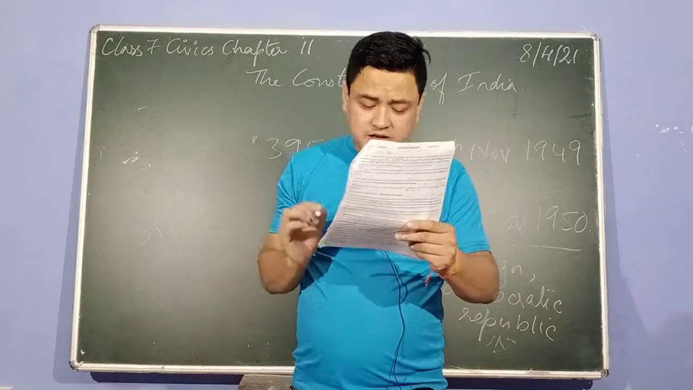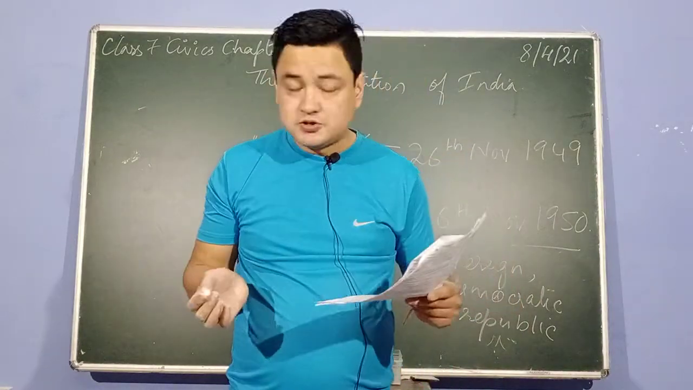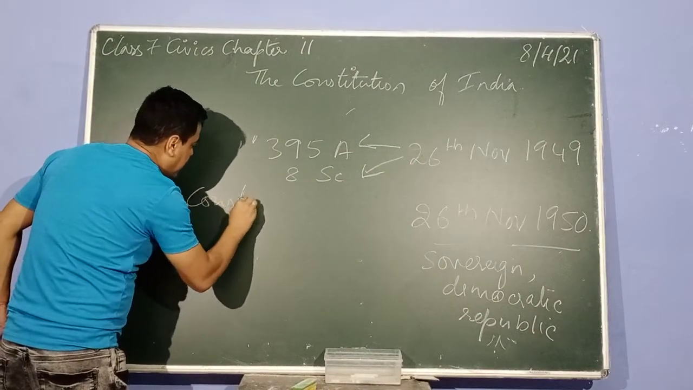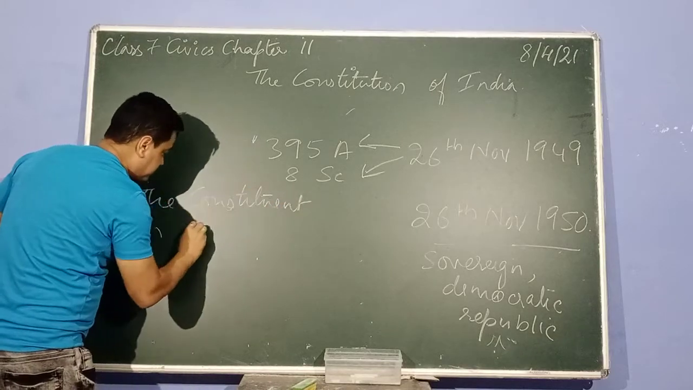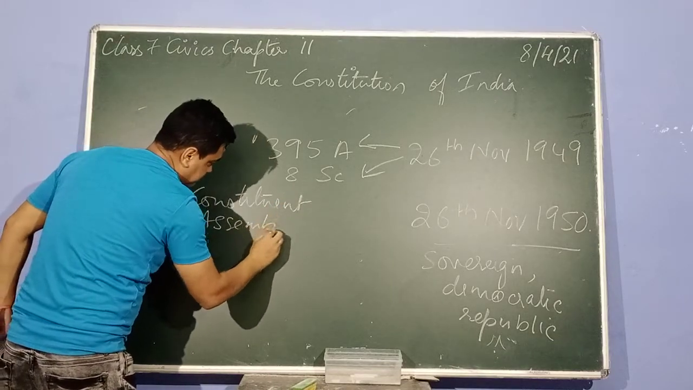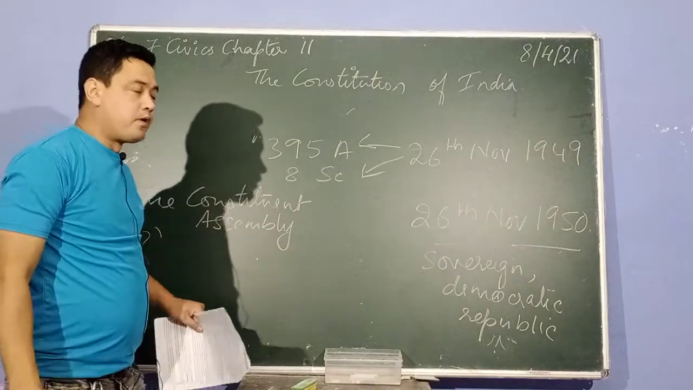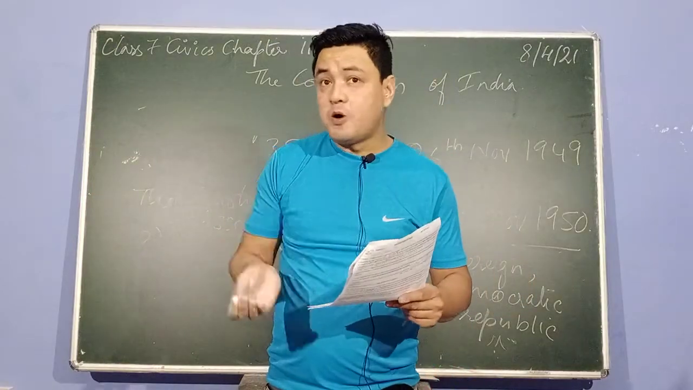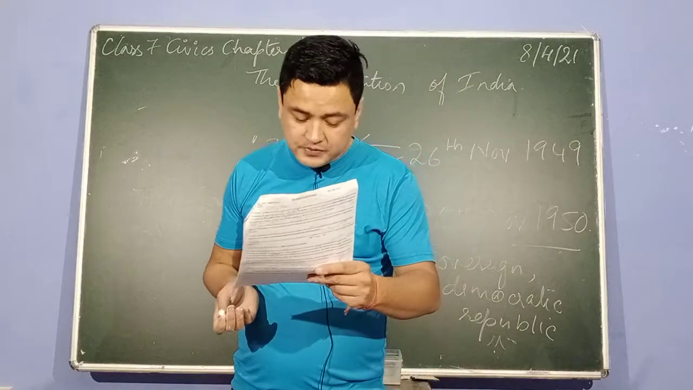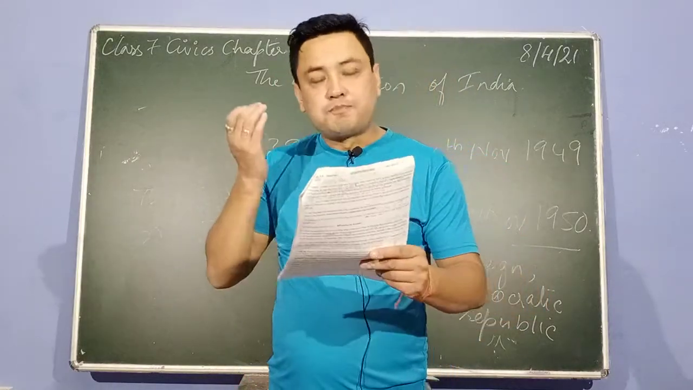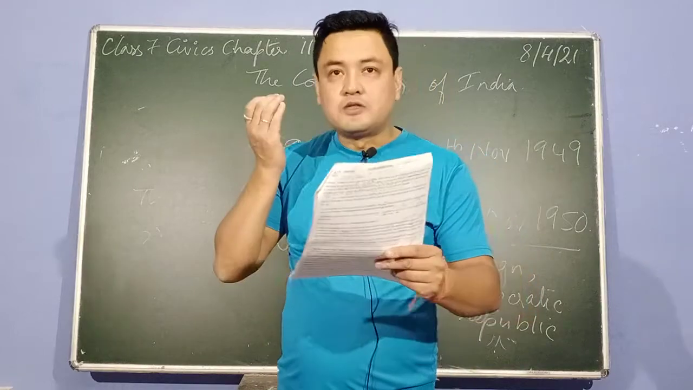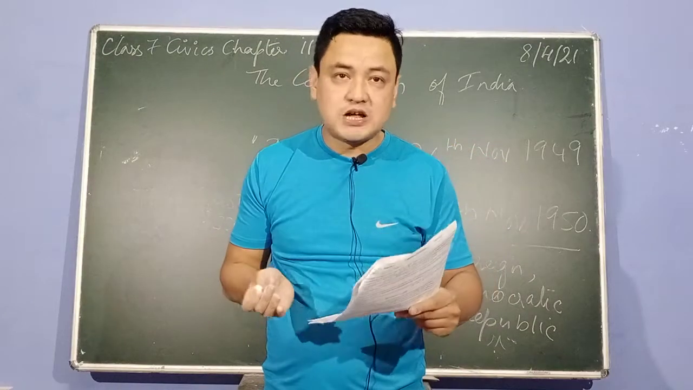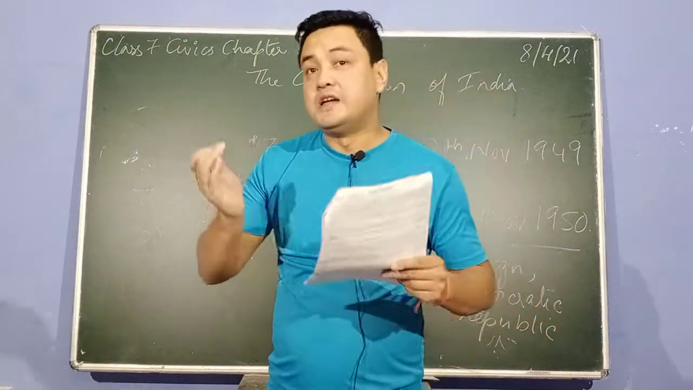The Constituent Assembly became the provisional parliament, and this parliament was called provisional until a new general election was held in 1951 and 1952. Dr. Rajendra Prasad, who was the president of the Constituent Assembly, became the first president of independent India. Remember that.